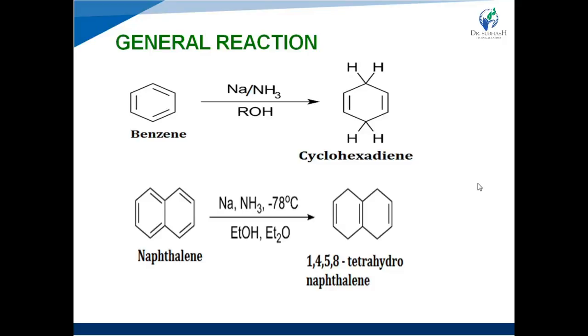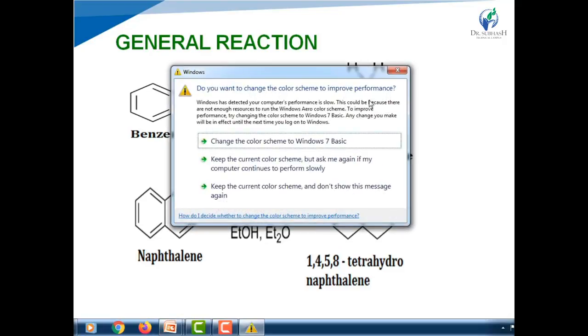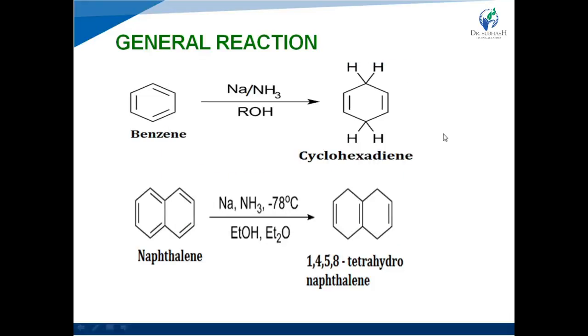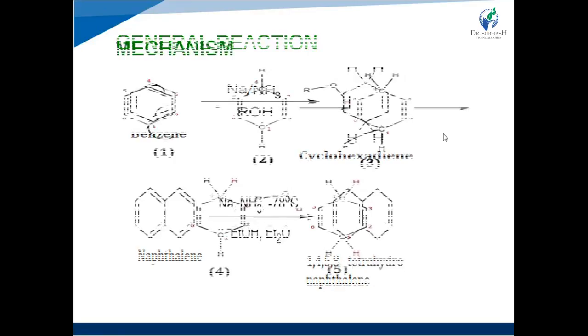The second example is naphthalene. There are 2 fused aromatic rings present. Naphthalene again undergoes Birch reduction and forms tetrahydronaphthalene. See, in both rings, positions 1,4 get reduced. In ring first and second, in both rings positions 1,4 get reduced. So that's why it is known as the 1,4 reduction.